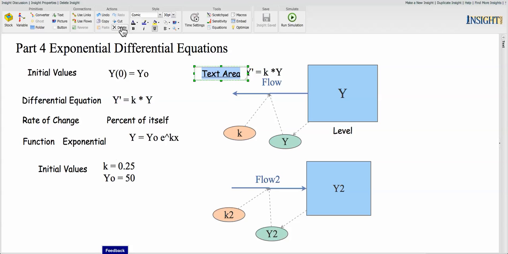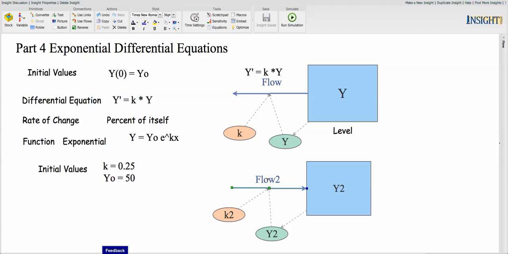So what we're doing here is showing two models. Again, this is a level and a flow model. So each one of these symbolically represents the equation. And we can see a graph of each of these equations. The difference between these two models: the top one, the flow is going out of y, and in the bottom one, the flow is going into y.